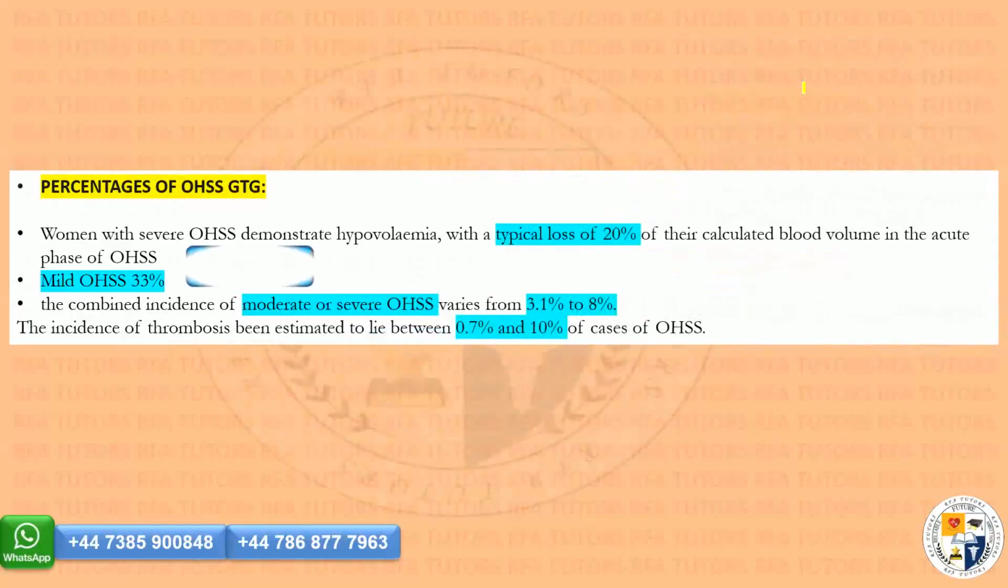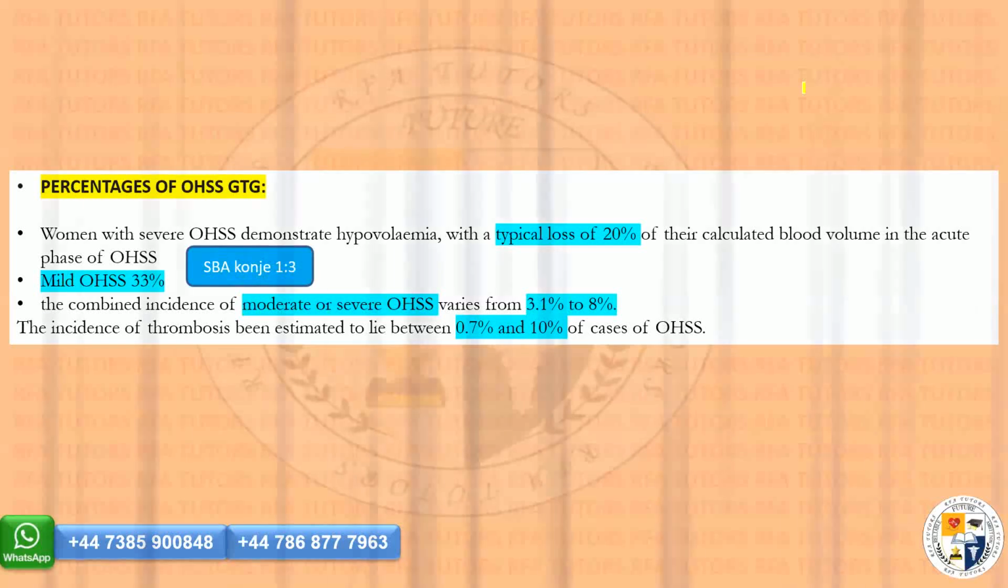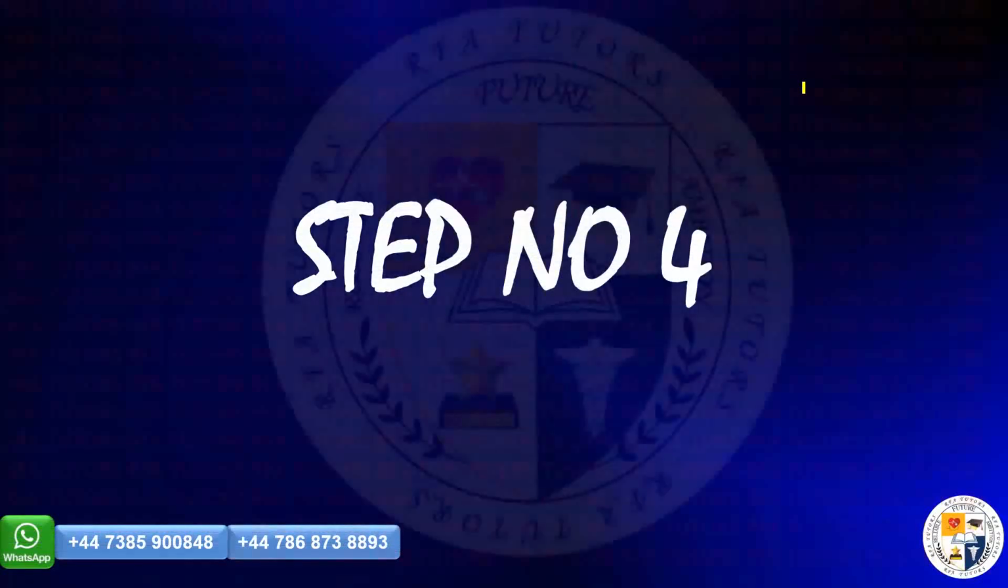When I come to my percentages part, the single best answer of Kunje is about the mild OHSS, and they have given 1 in 3, not 33%. That is basically the question which is given.